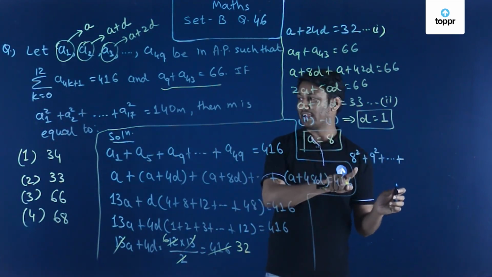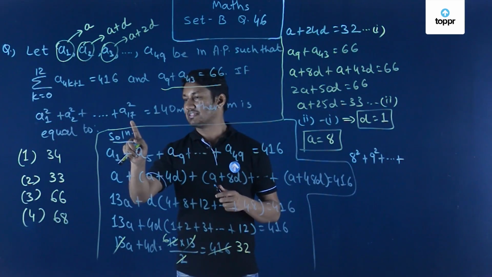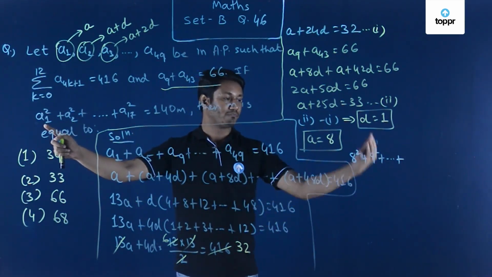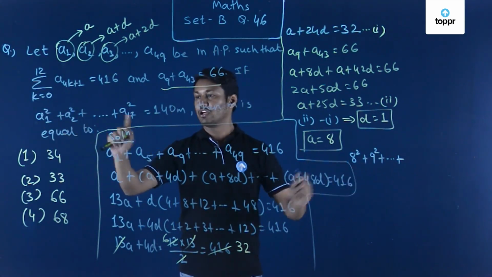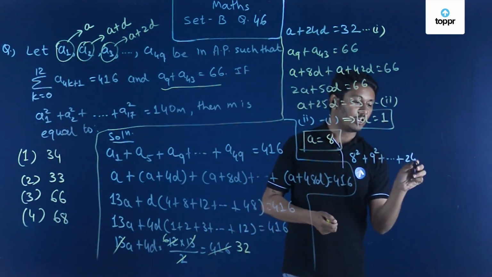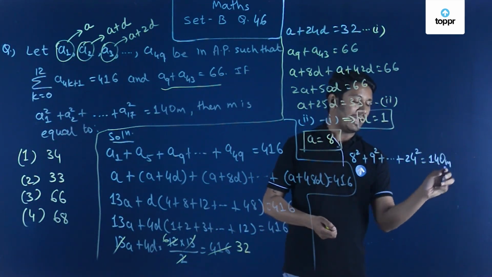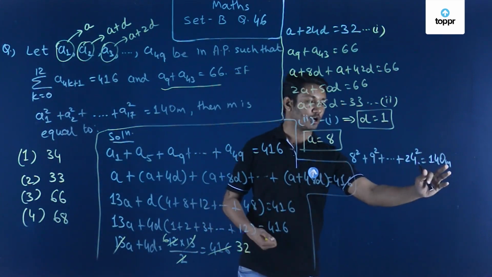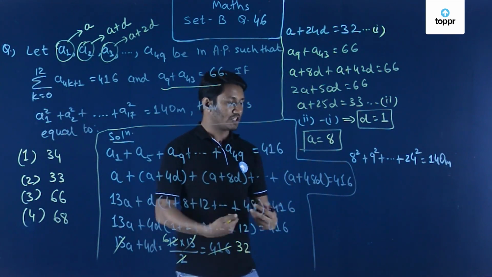A17, if A1 is 8, A2 is 9, then what will be A17 equal to? So basically, the first term is 7 values ahead at 8. Second term is 7 values ahead at 9. So A17 will also be 7 values ahead, which will be nothing but 24. So 24 square is equal to 140 m. So now you can see that we have got one very simple equation from where the only unknown is m. We will be able to find the value of m. But the question is how?